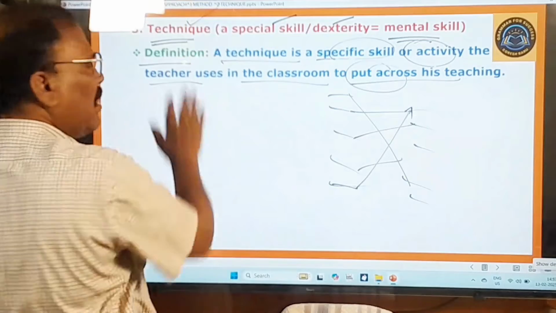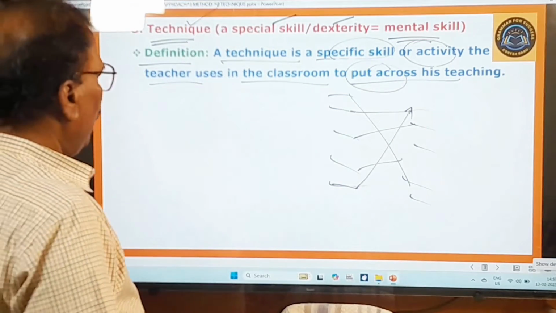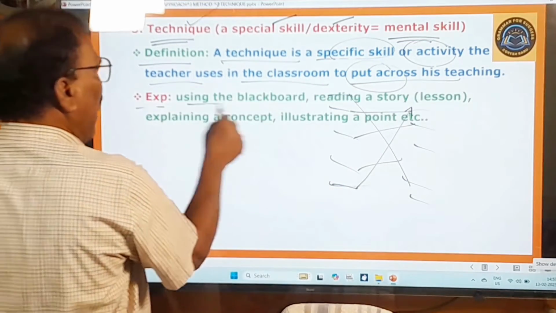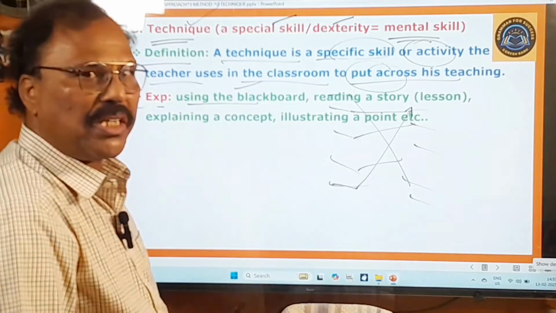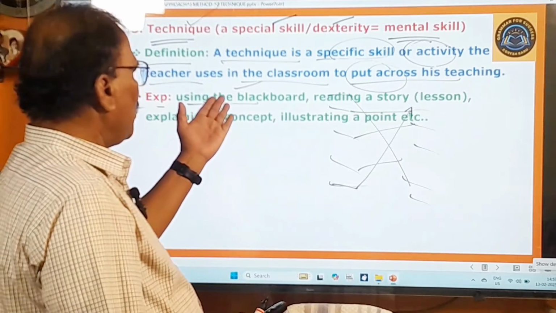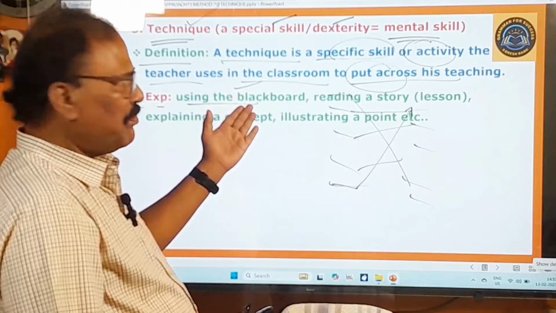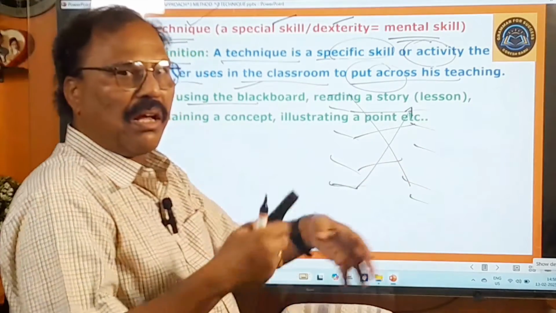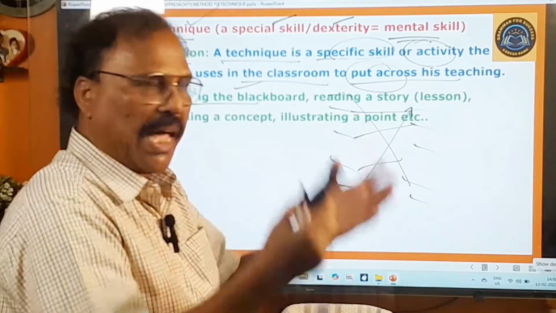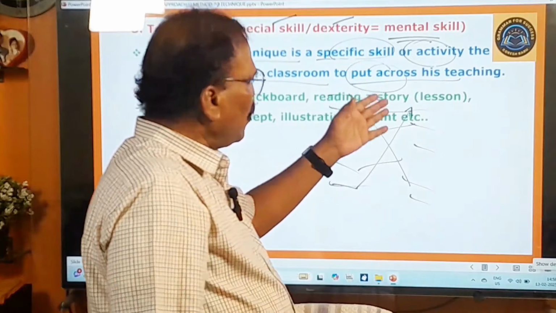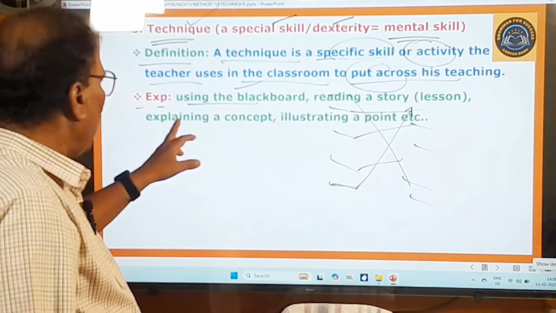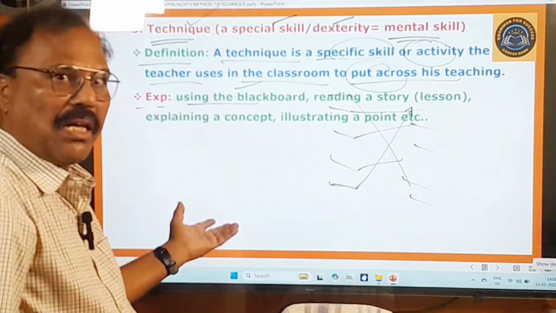A technique. Example, using blackboard. Some teachers will teach the students through this technique of using the blackboard. Some teachers will adopt the technique of teaching some language through reading a story, some other technique. And here explaining a concept, that's another technique.